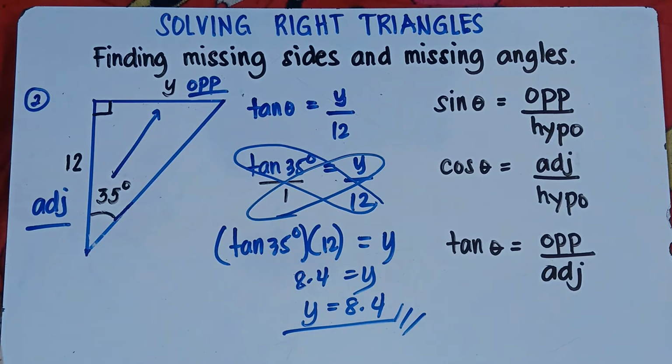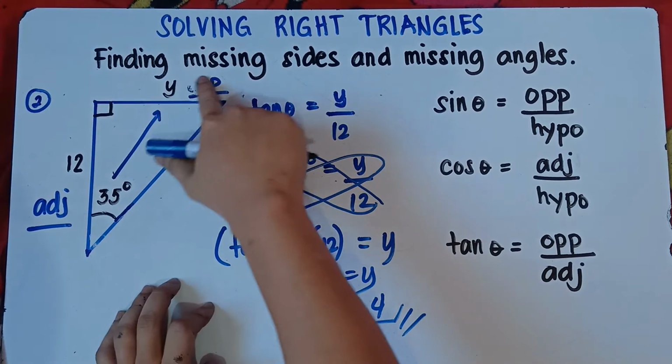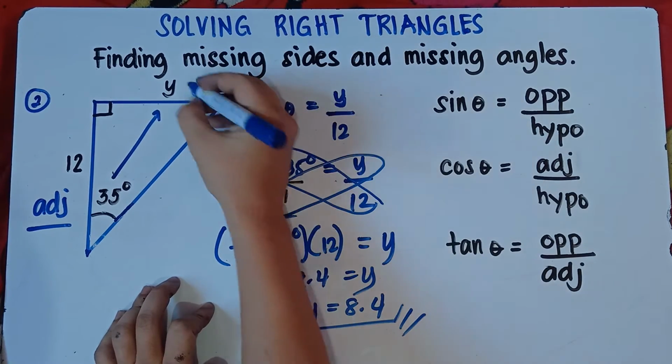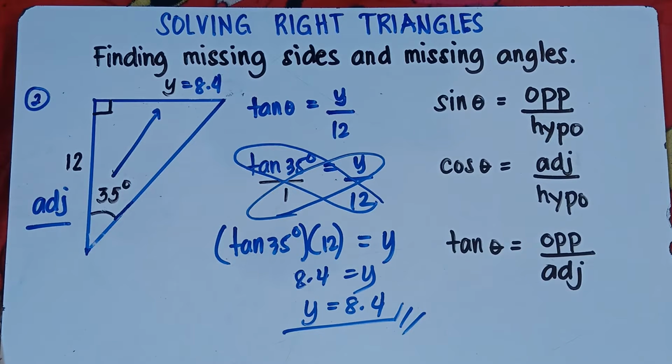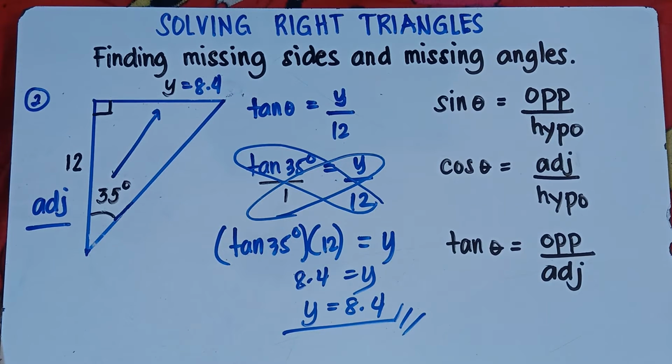That's the answer for number 2. Therefore, this y is equal to 8.4. Easy, right, for number 2? So let's try another example, class. We will have more examples for you to really understand how to solve right triangles.